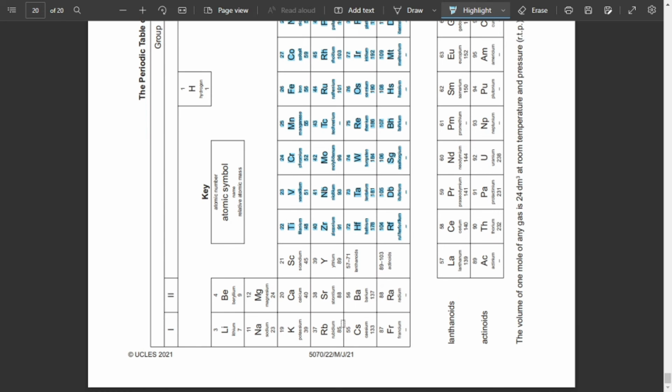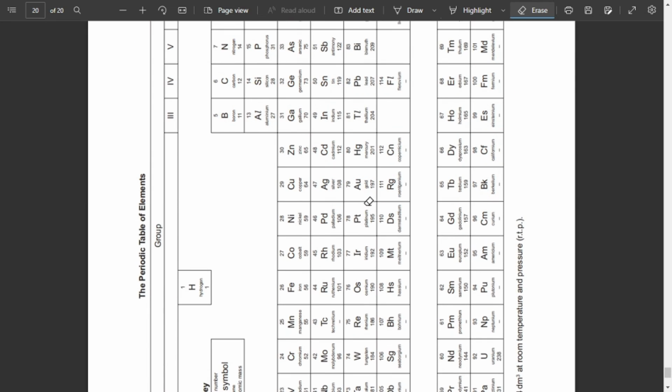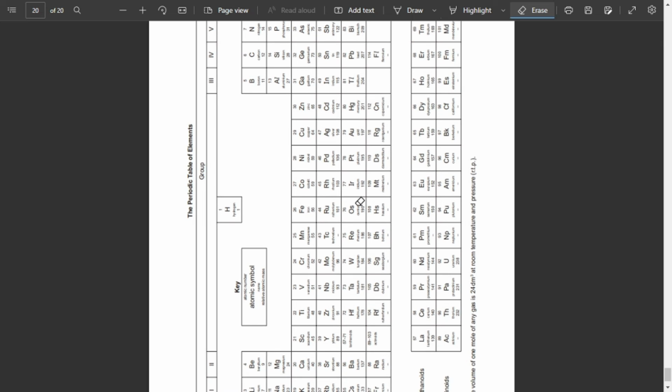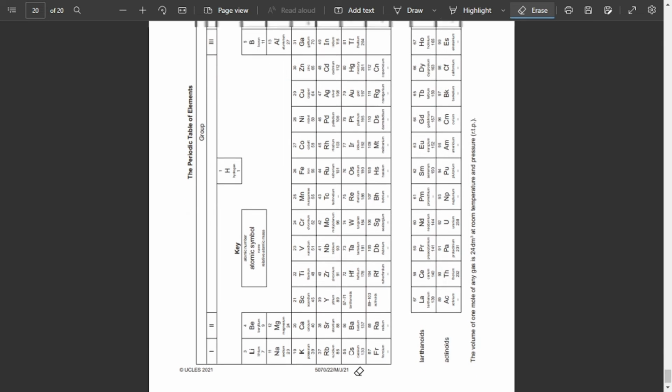The period number is 1, 2, 3, 4, 5, 6. Lead is in period number 6, so the answer for this is 6.